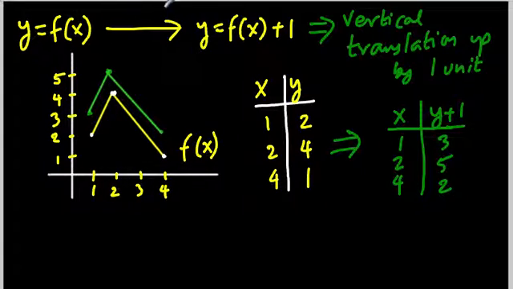Oh, by the way, I should probably write this. The green one is f of x plus 1, and the yellow is f of x. As you can observe, the transformation has simply moved everything up by 1 unit, but the shape of it has not changed whatsoever.